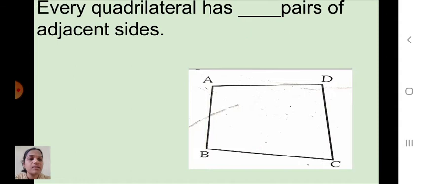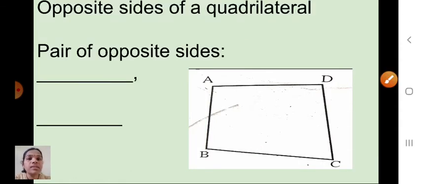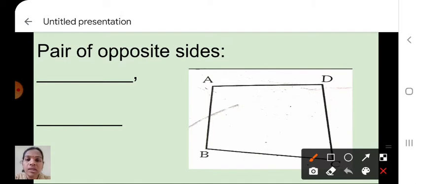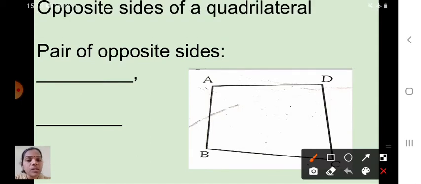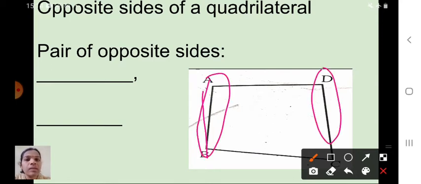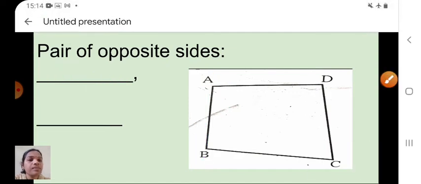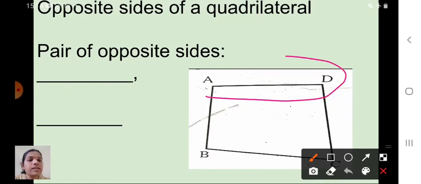Okay, children. Next one is opposite sides. Opposite sides of a quadrilateral, you know what is the meaning of opposite side, isn't it? So here side AB. What is the opposite side of this AB? Very good. The opposite side of this side is this one, DC. So AB and side DC are opposite sides. And one more thing, this one, side AD. What is the opposite of this AD? Yes, side BC. Okay, children.